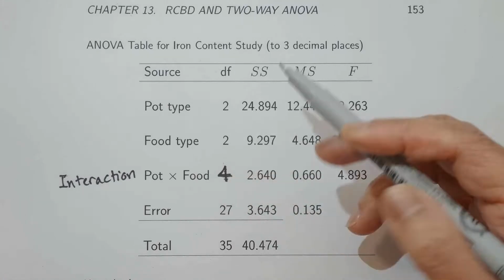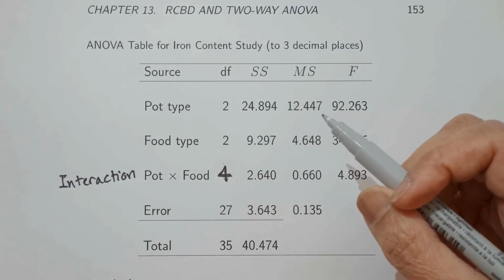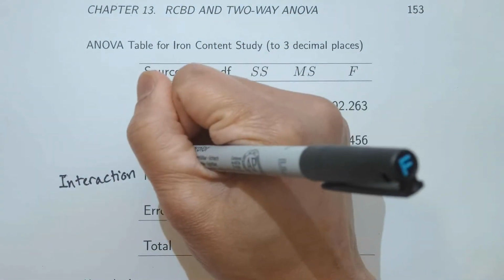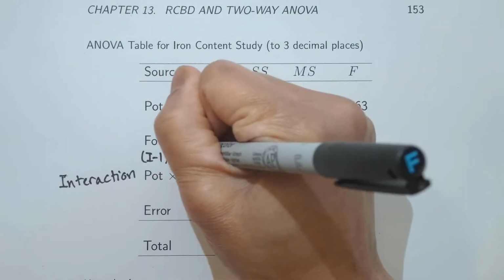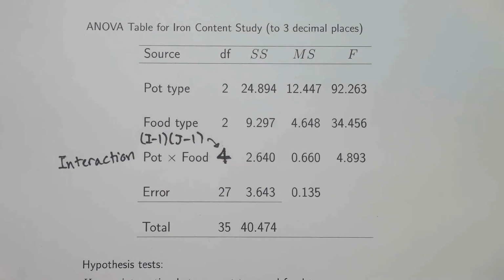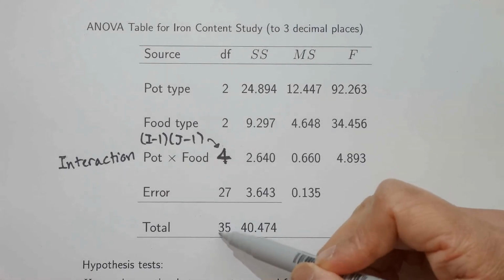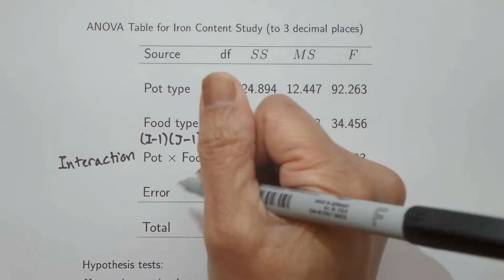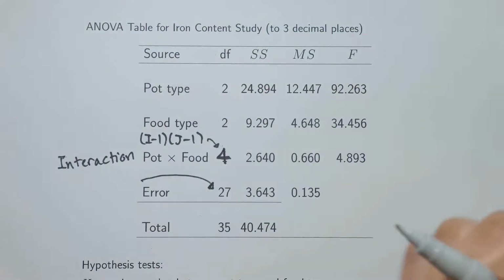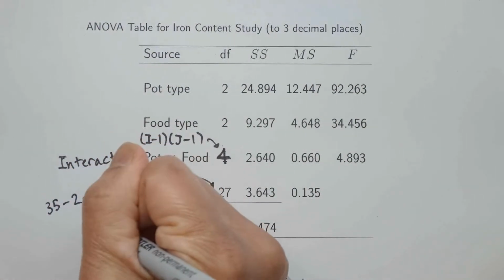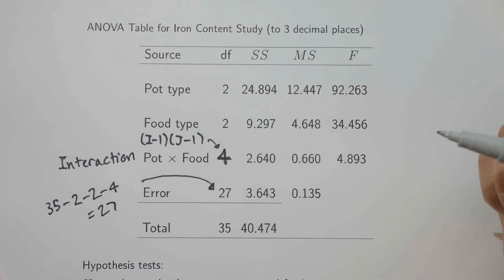For the interaction, remember that for that one, we had to look at the product 2 times 2. So I minus 1 times J minus 1 gives us 4. The total degrees of freedom was capital N minus 1, so that gives us our 35. And then this one is by subtraction. Okay, so here we have 35 minus 2 minus 2 minus 4 is equal to 27.